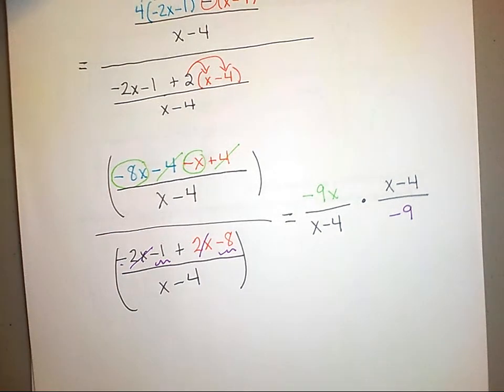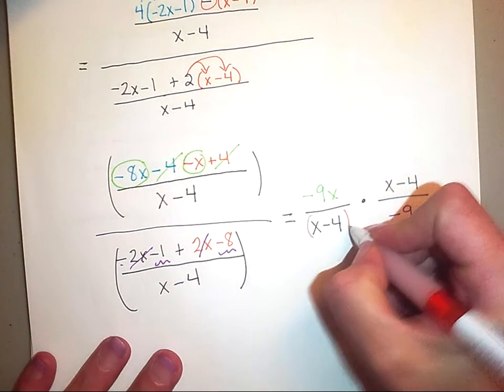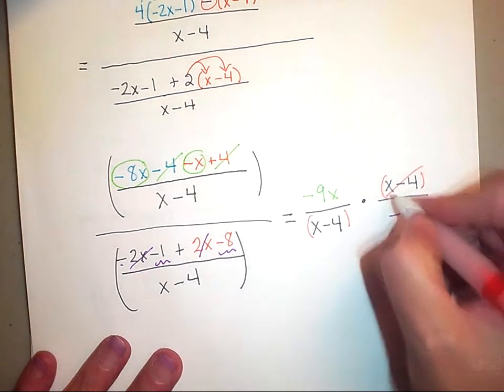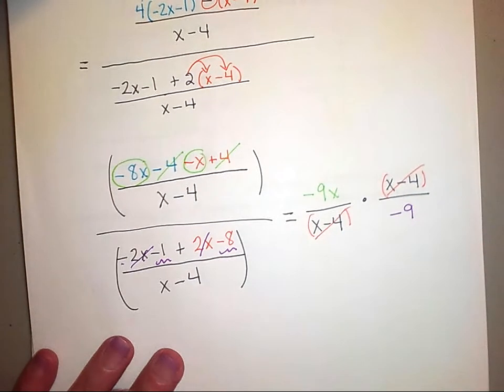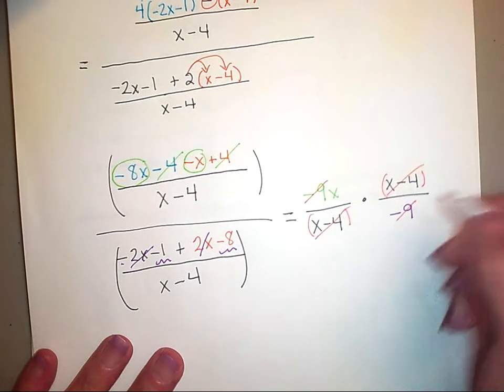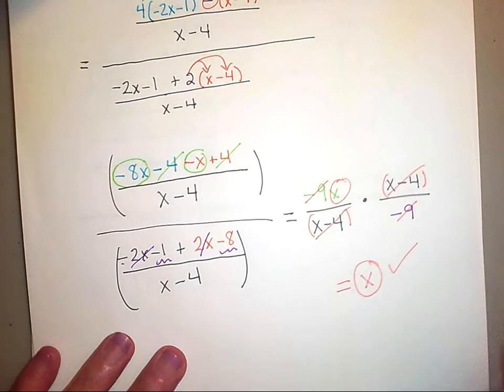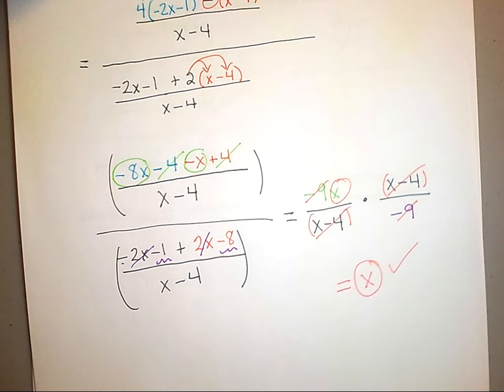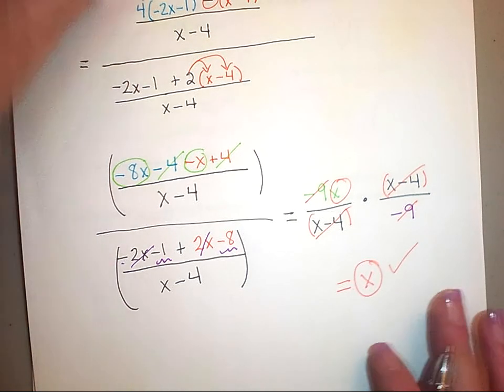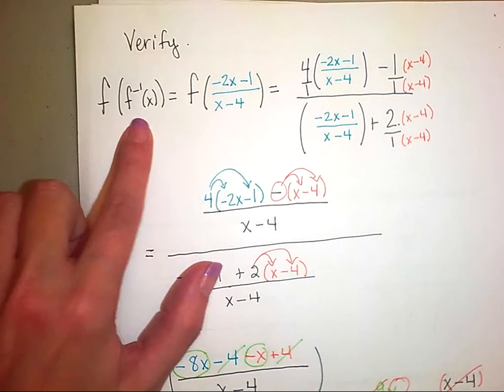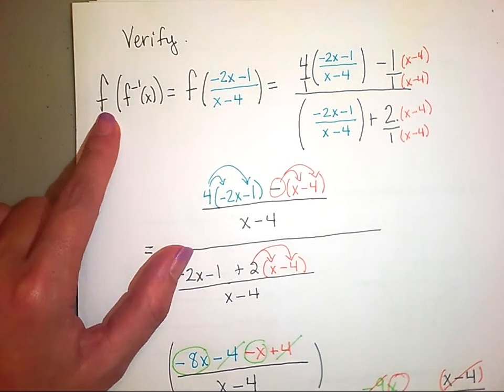Changing the division into the multiplication. Okay. And now we can see all this canceling occur. These x minus 4s and this x minus 4 are going to cancel. This negative 9 is going to cancel with this negative 9. And we're just left with x. And that's what we wanted. So when we put f inverse into f, we received x. And that's what we wanted.